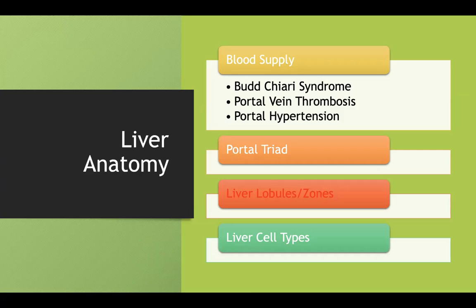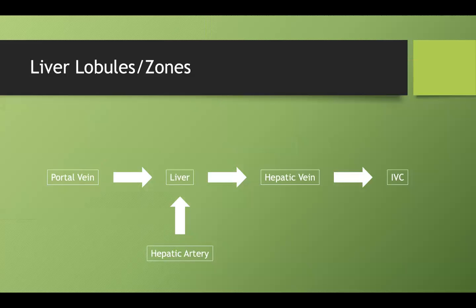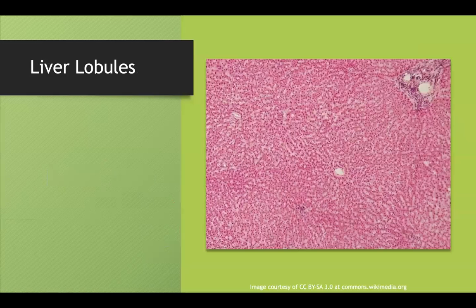And this is a good segue because the portal triad is very anatomically associated with the liver lobule. So remember that the liver receives blood supply through both the portal vein and hepatic artery. So how does that actually work in practice? Well, the liver is set up in a way where you have countless lobules, and portal triads will border each of these lobules.